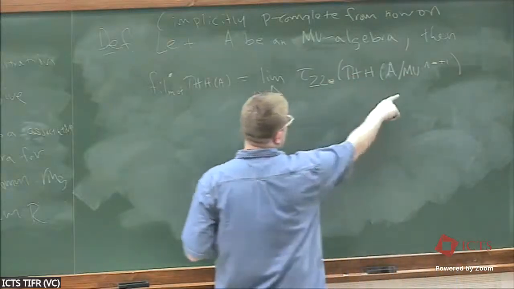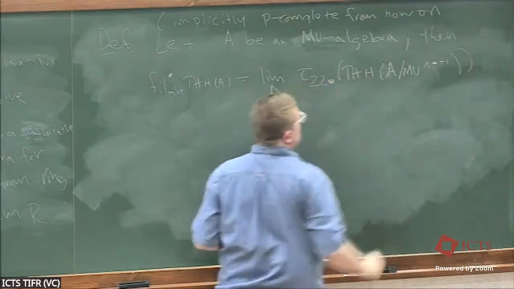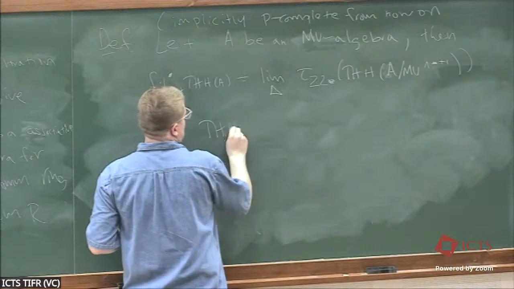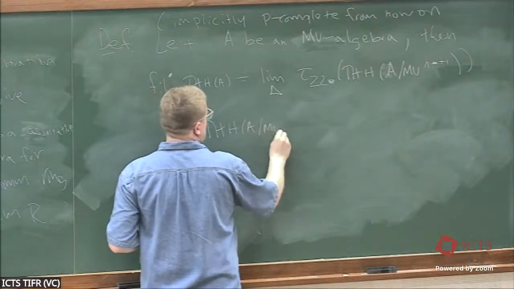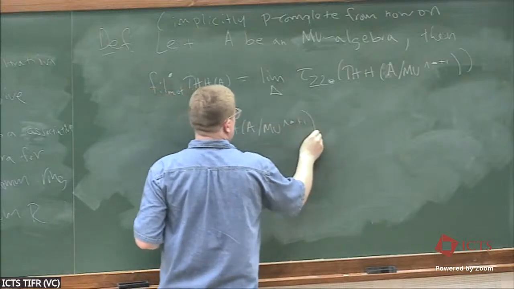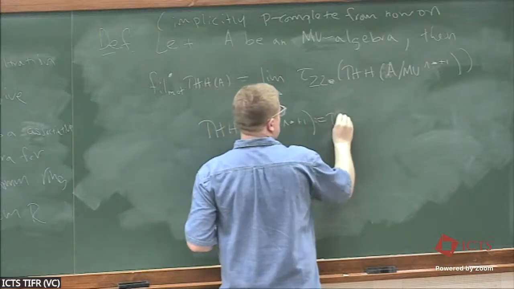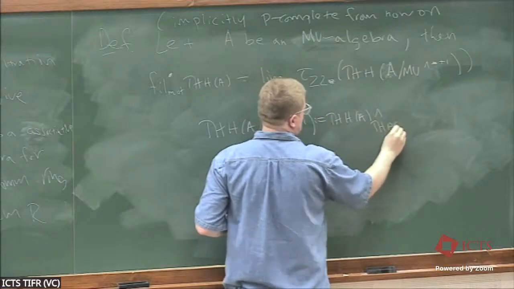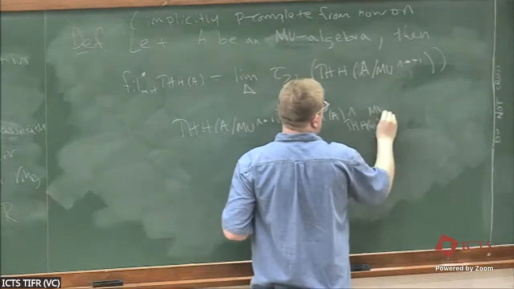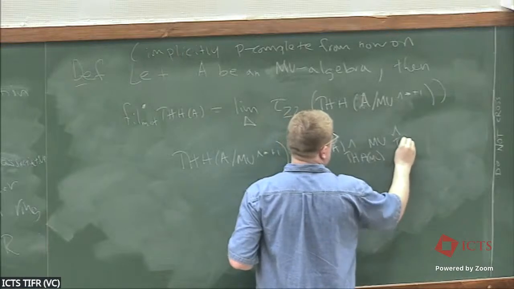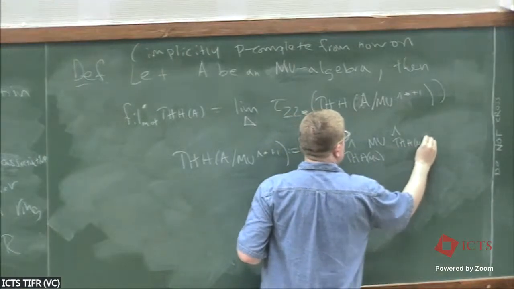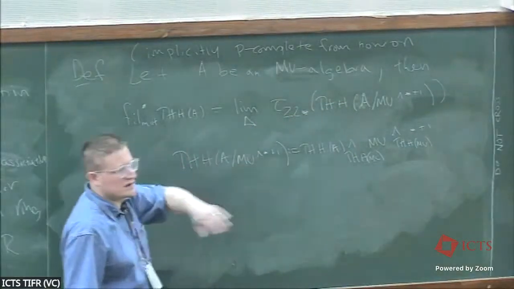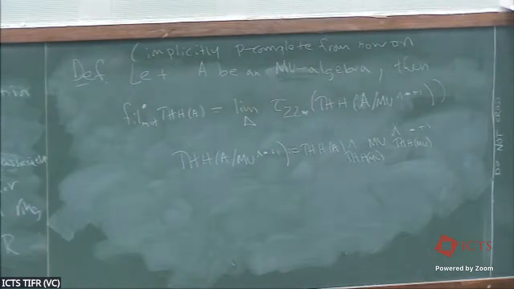So let me say what I mean by this. That is shorthand notation for something we already saw. So this can be defined as THH of A smash over THH of MU with MU smash over THH of MU bullet plus 1. So this is that same explicit cobar complex we had before.